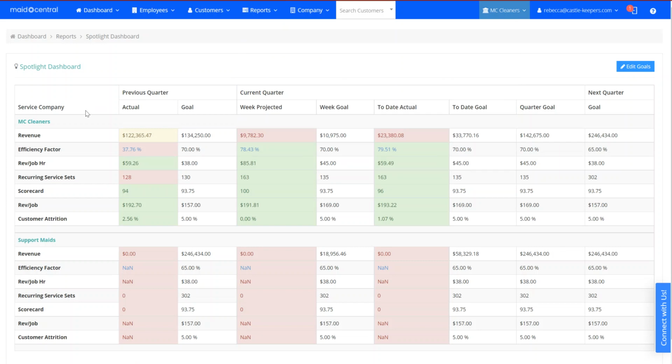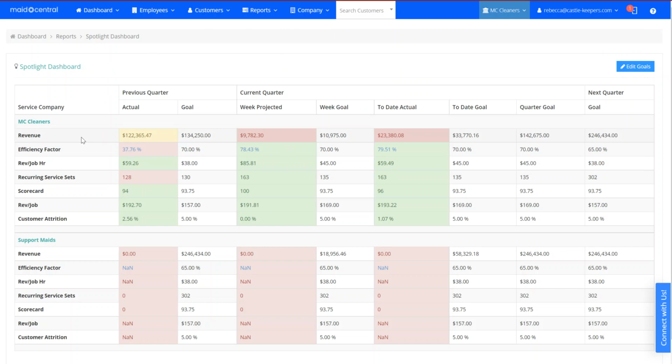Please notice that we do have two service companies, MC Cleaners and Support Maids. We are only going to be focusing on the MC Cleaners account up top here, and we're going to talk about setting our goals. So, first of all, what does a Spotlight dashboard offer me, and what are the different rows and columns telling me?